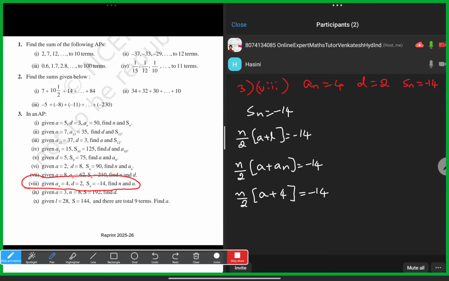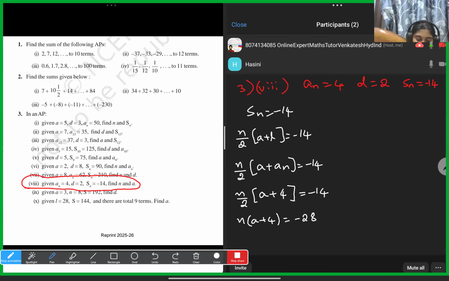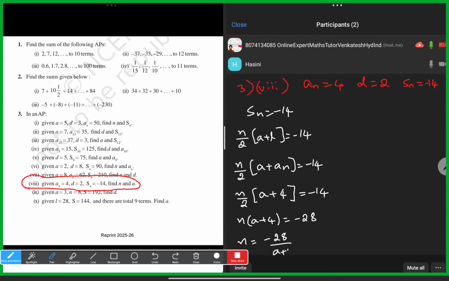Okay. Now I'm taking this 2 to the right side, Hasni, cross multiplication. Whatever 2 is there in the denominator, it's multiplied with (a plus 4), so I can take it to the right side. So n into (a plus 4) is equal to minus 14 into 2, which is minus 28. So now n is equal to, from this I'm separating n, Hasni, minus 28 by (a plus 4).